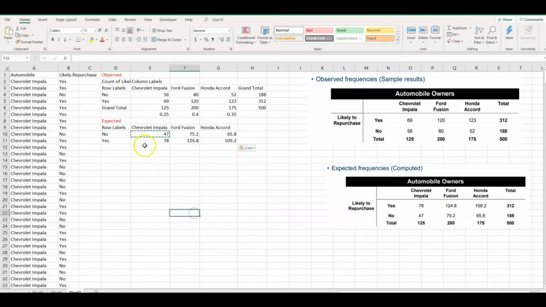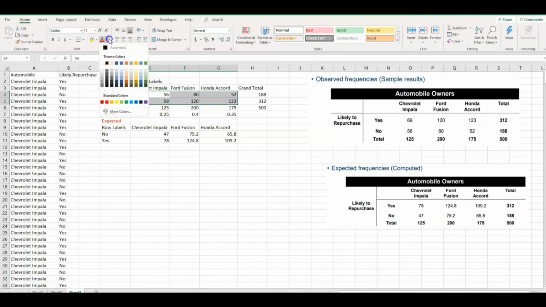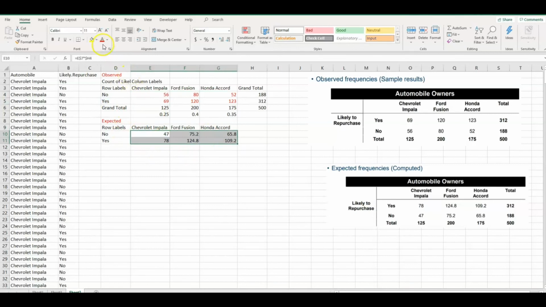So let's look at the yes. Yes is 78, 124.8, 109.2. Now we have two tables, so we have 6 numbers. Can make them purple. Okay, let's make them red again. So we compare these 6 numbers with these 6 numbers.